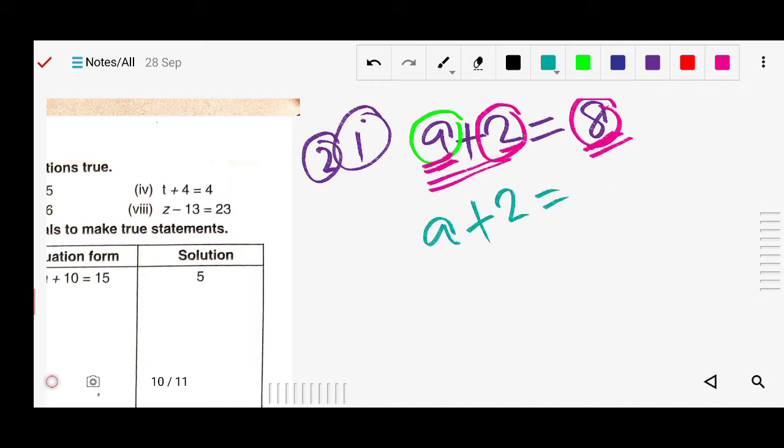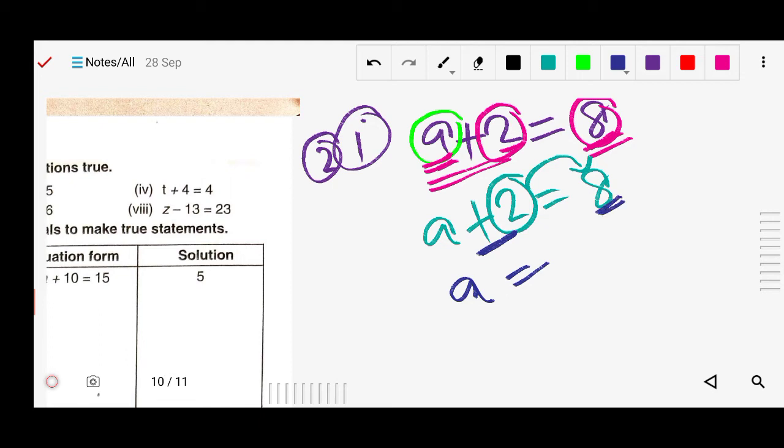So this is your question. Here this 2 I will move, I will send to the right side. So here only a will be left. Now here you can see this is the plus sign. As I told, when plus goes to the other side, it will be minus.